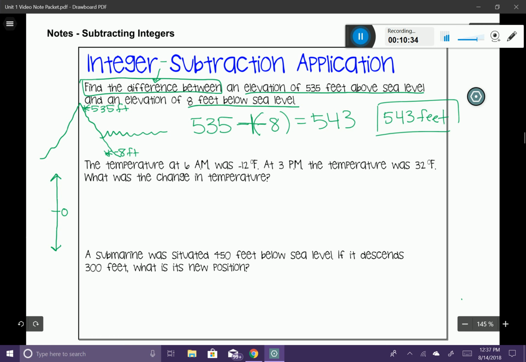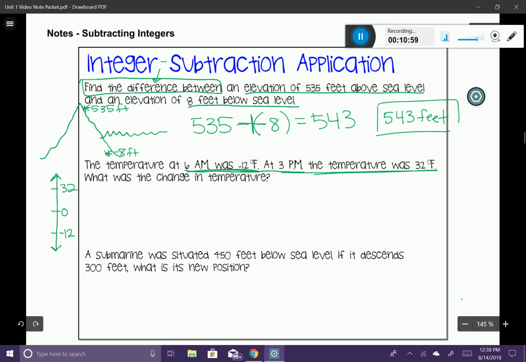Now, if the temperature at 6 a.m. was negative 12, I'm going to put that on my thermometer. I'm going to put it down here as negative 12. And at 3 p.m., the temperature was 32 degrees. So I have negative 12 at 6 a.m., and then at 3 p.m. it was 32. So I'm going to put that up here.